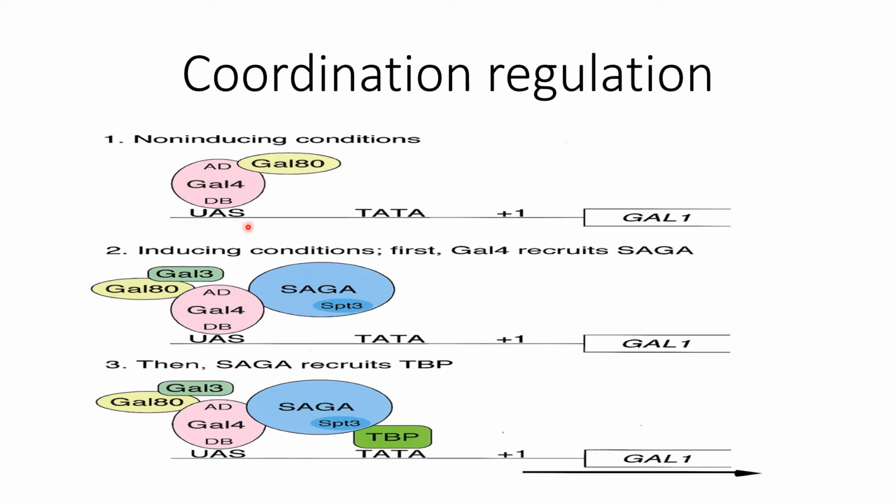The upstream activating sequence is present upstream of each GAL gene. The GAL genes produce the products which are responsible for metabolizing galactose. Gal4 always binds to the UAS, the upstream activating sequence, whether galactose is present or absent. In the presence of galactose, what happens?